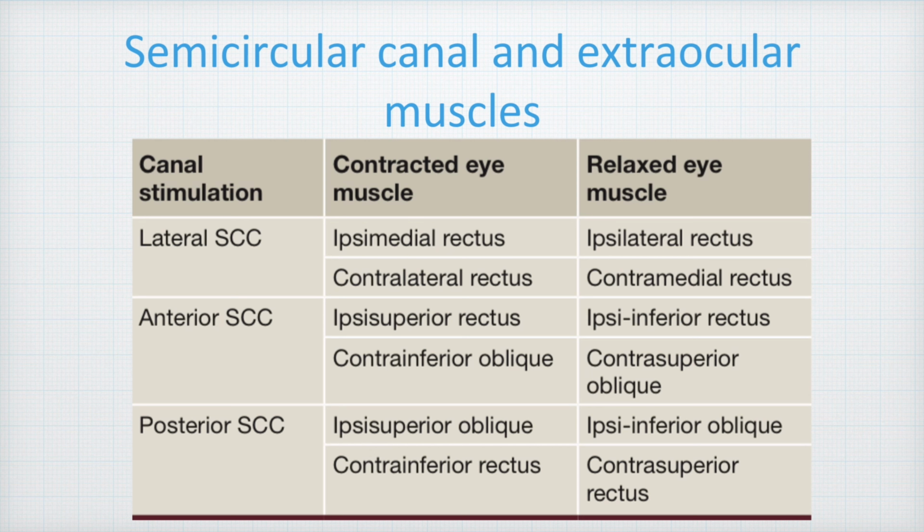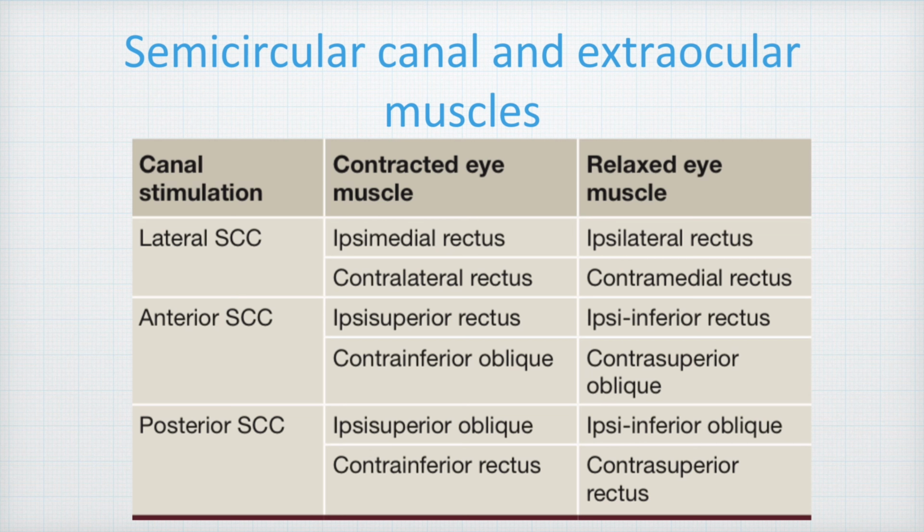Lateral semicircular canal, as we said, is only active in the horizontal plane, and the only muscles that are active only in the horizontal plane are the lateral rectus and the medial rectus. So, if the lateral semicircular canal is stimulated, then the same-sided medial rectus will get stimulated, and the opposite side lateral rectus will get stimulated for contraction. For relaxation, the same side lateral rectus and the opposite side medial rectus will be stimulated.